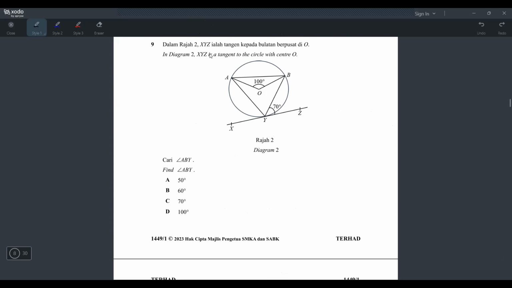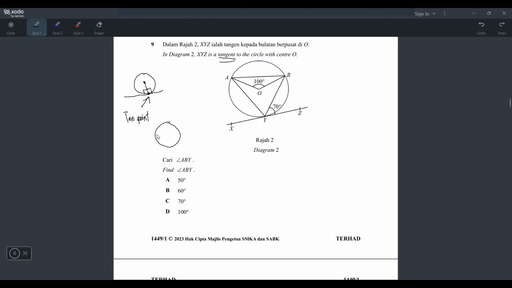Okay, number 9. In diagram 2, XYZ is a tangent to the circle with center O. So if XYZ is tangent, it means what? So for circle, you need to know something. A tangent means the straight line touches at one point only, and this point we call the tangent point. And what happens when you tarik a line from the center to the tangent point? You will get 90 degree. Itu yang pertama yang you kena tahu lah.